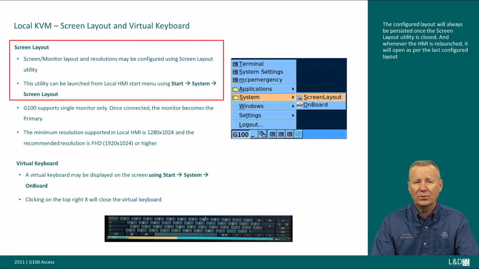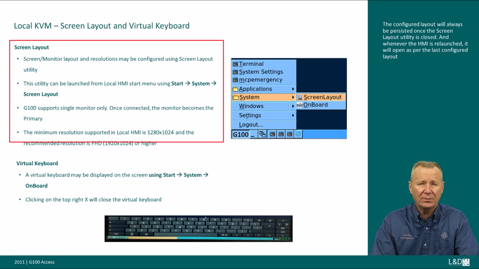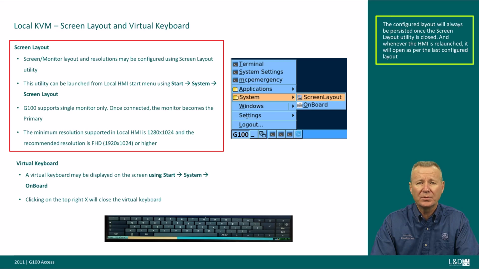Screen layout and resolutions may be configured using the Screen Layout Utility. The utility can be launched from the Local HMI Start menu using Start, System, Screen Layout. The minimum resolution supported in Local HMI is 1280 by 1024, and the recommended resolution is FHD 1920 by 1024 or higher. The G100 supports a single monitor only. When a single monitor is connected, the connected monitor becomes the primary. The configured resolution will always be persisted once the Screen Layout Utility is closed.